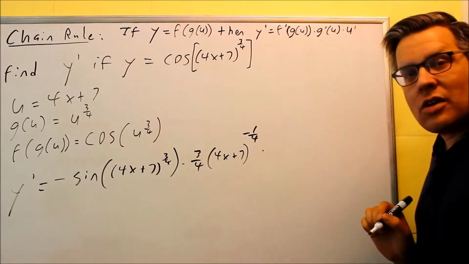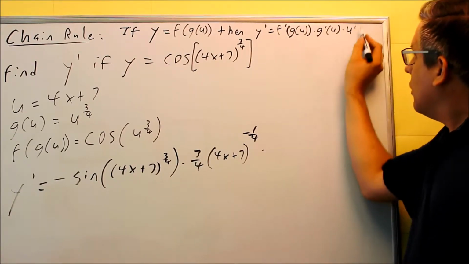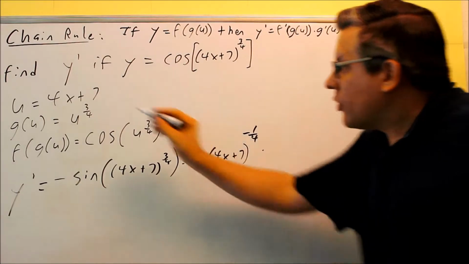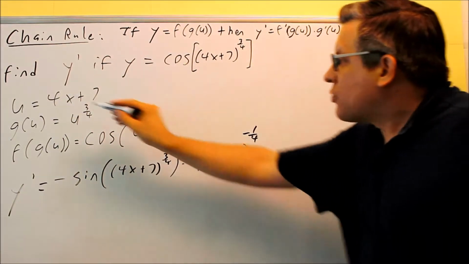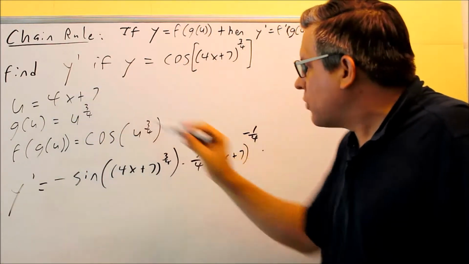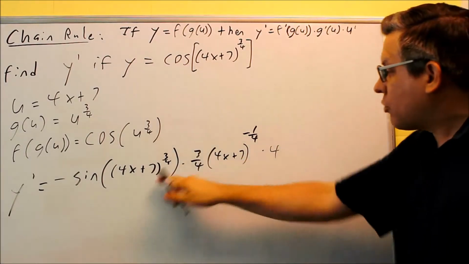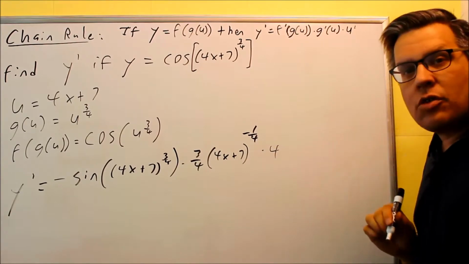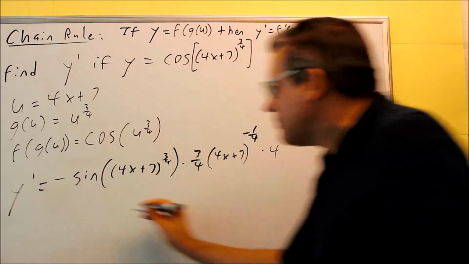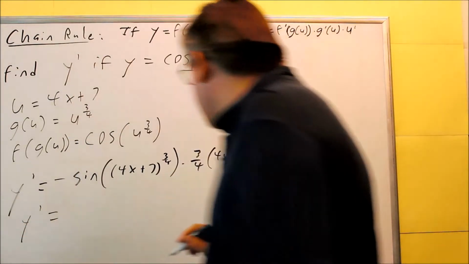Next, the very last thing is I have to multiply this by u primed. The derivative of u would just be 4. Derivative of 4x plus 7 is just 4. So I'll have that on the outside. Those are my three pieces. The last thing I'm going to do is just rewrite this, and that's going to be it.